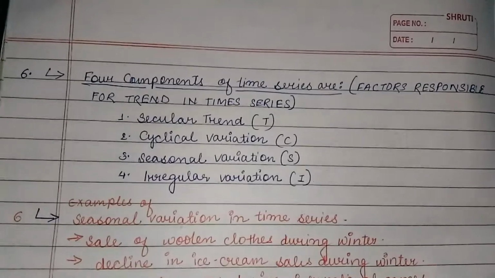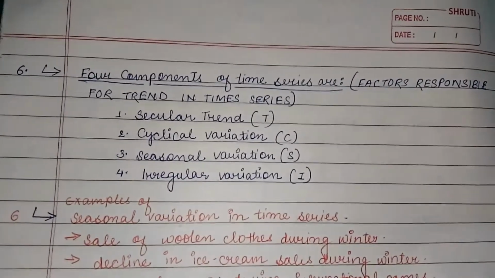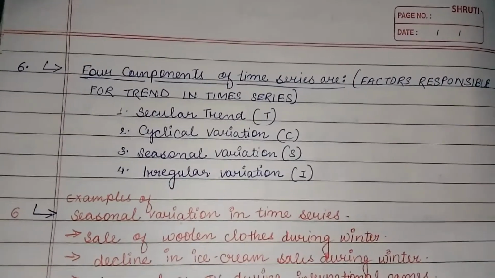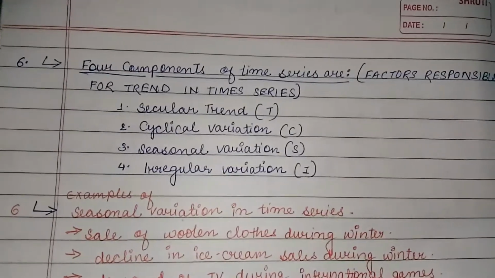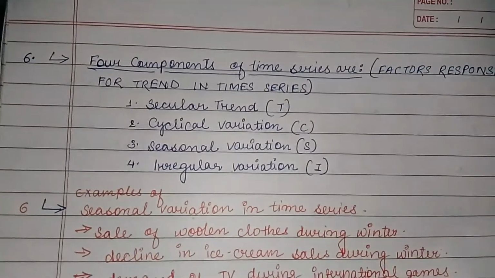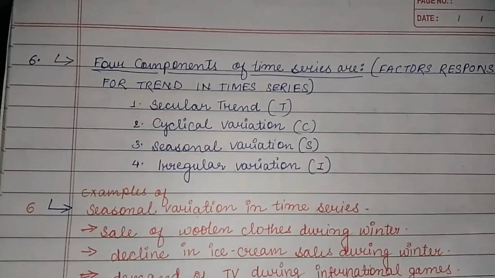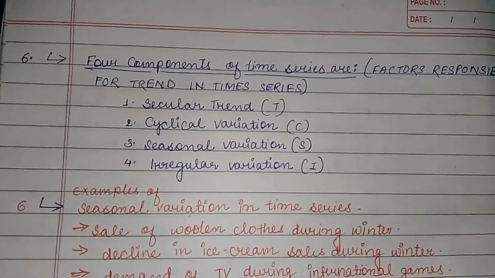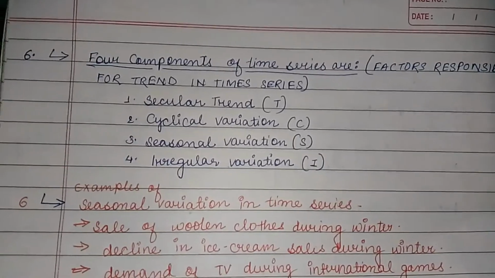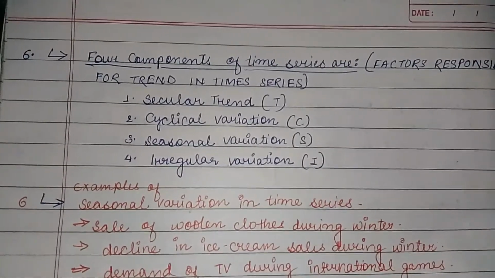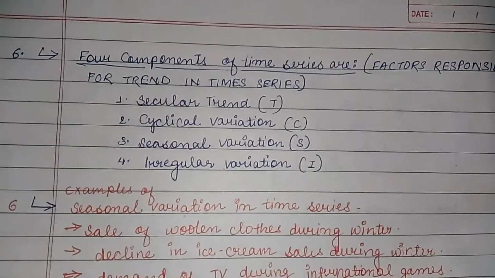Factors responsible for trend in time series. The 4 components of time series are secular trend, which is represented by T, cyclical variation, which is represented by C, seasonal variation, which is represented by S, and irregular variation, which is represented by I. These are the 4 components of time series.